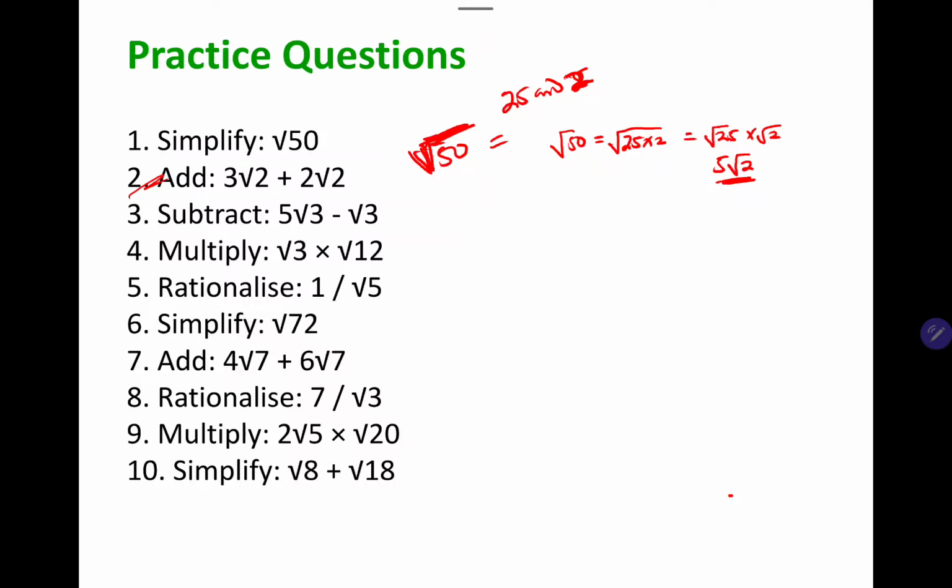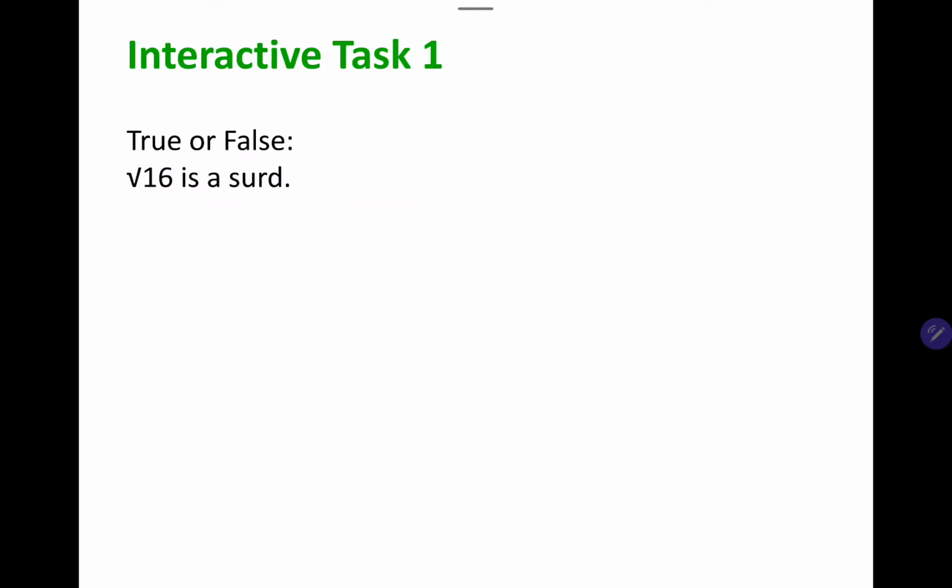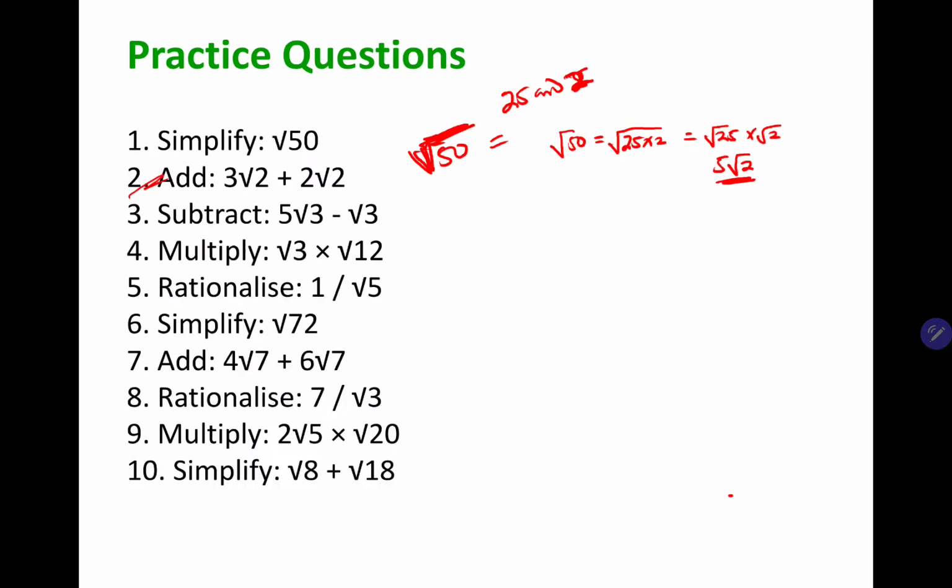Add 3 root 2 plus 2 root 2. Here we pick the like terms, question number 2. 3 root 2 plus 2 root 2. What is the like term here? Root 2. We bring it out. We add the coefficients of root 2. 2 plus 3 is what? 5. So this is the same as 5 root 2. Okay.